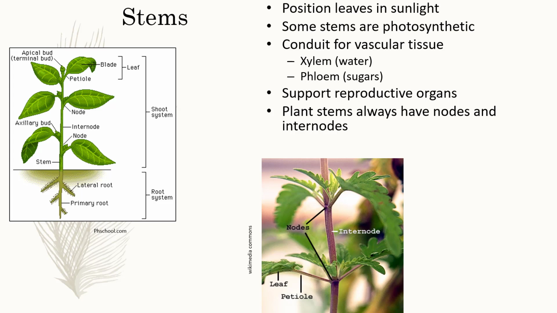Then the vascular tissue within the stem include the xylem, which transports water, and phloem, which transports sugar. I already mentioned that it supports reproductive organs, and plant stems always have nodes and internodes. So you can see on both of these pictures, you see nodes and internodes.